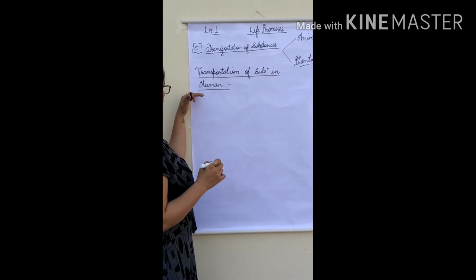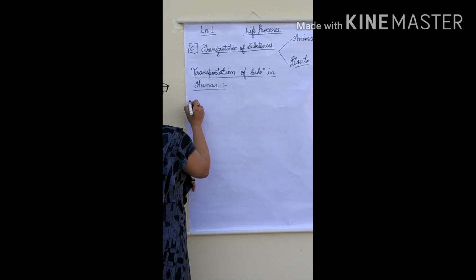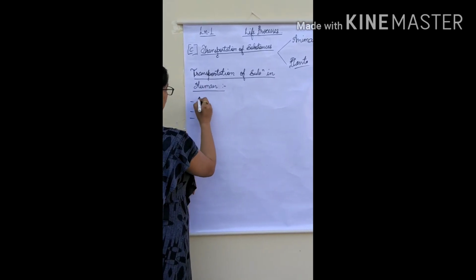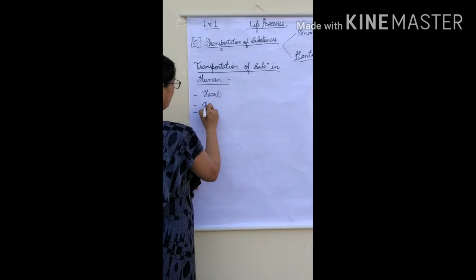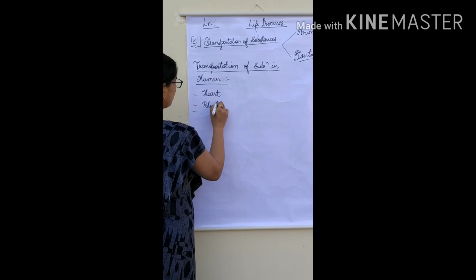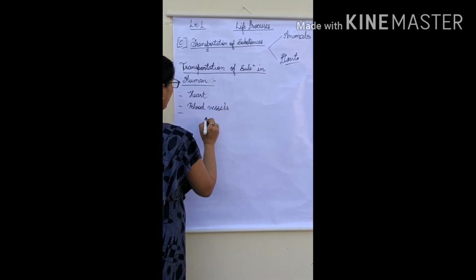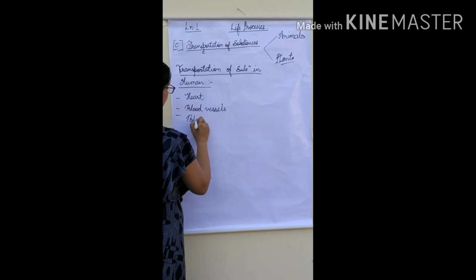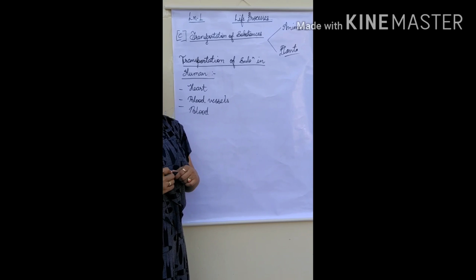To study the transportation in human, we take three topics. The one is heart, second blood vessels, and the third is blood. One by one children, we have to see these topics.